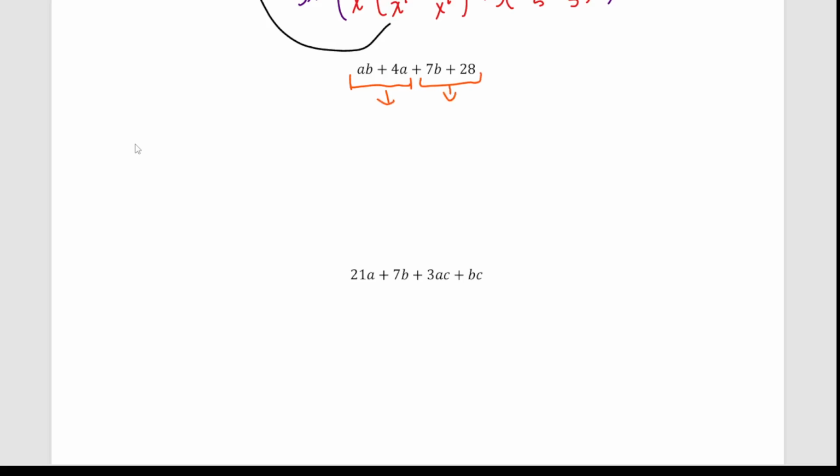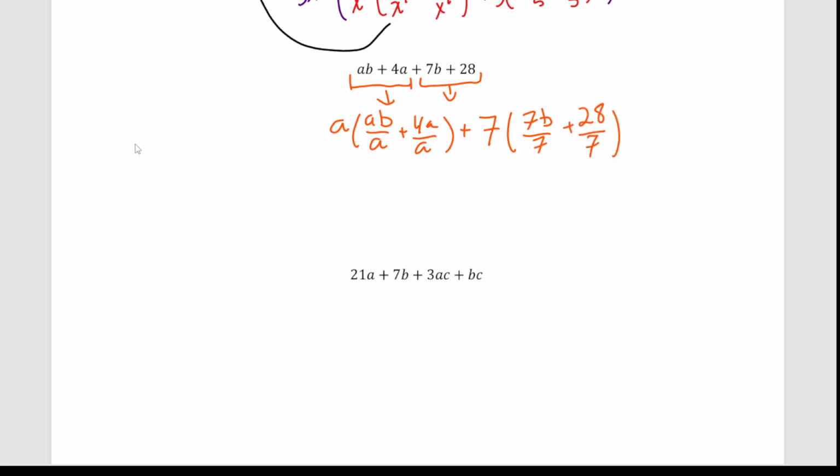In the first group, their greatest common factor is an a, so then I'm going to take both of those terms and divide it by a, because I identified that greatest common factor. In the second group, their greatest common factor is 7. So I'm going to go ahead and take both of those terms and divide it by 7.